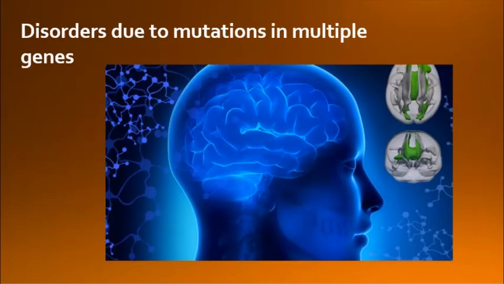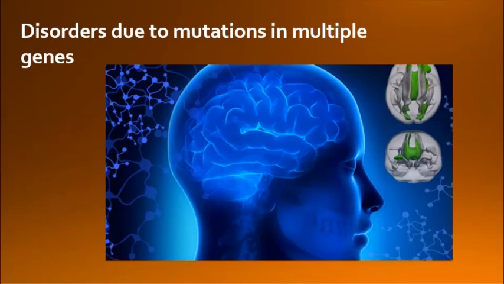Now, next is the disorder that is because of mutation in multiple genes. Whenever there is a mutation in multiple genes, that is called a polygenic disorder. That means this is a mutation in more than one gene. Common examples of polygenic disorders can be constricted stomach, cleft palate, and normally diabetes, blood pressure, heart disorder, asthma, obesity. All these are examples of polygenic disorders.